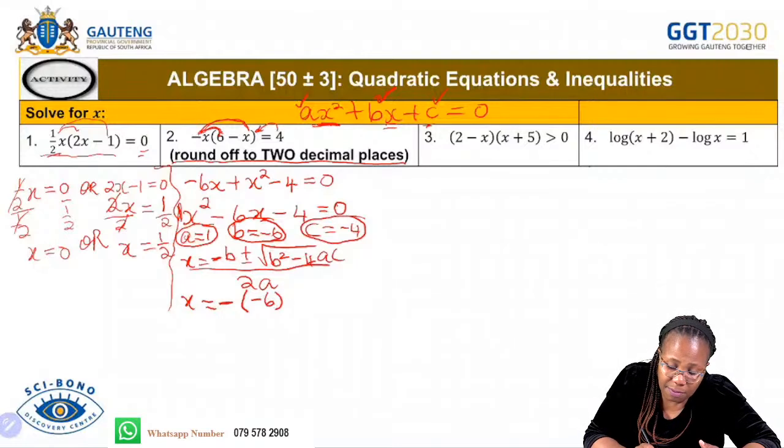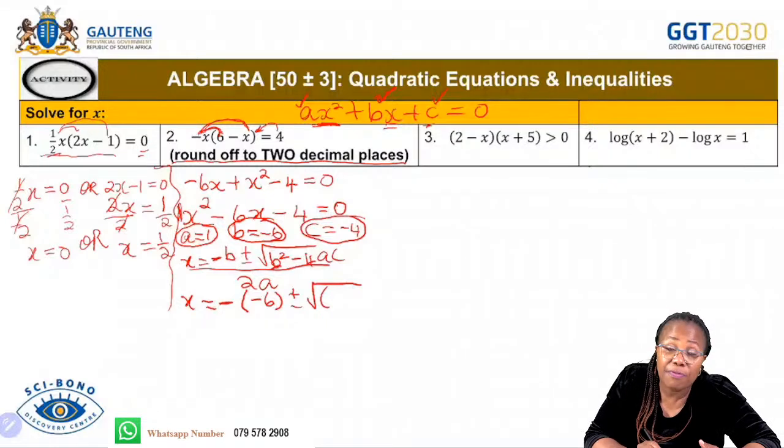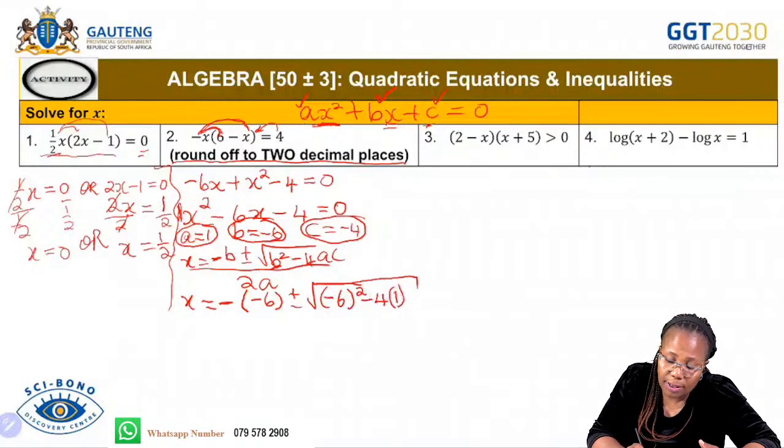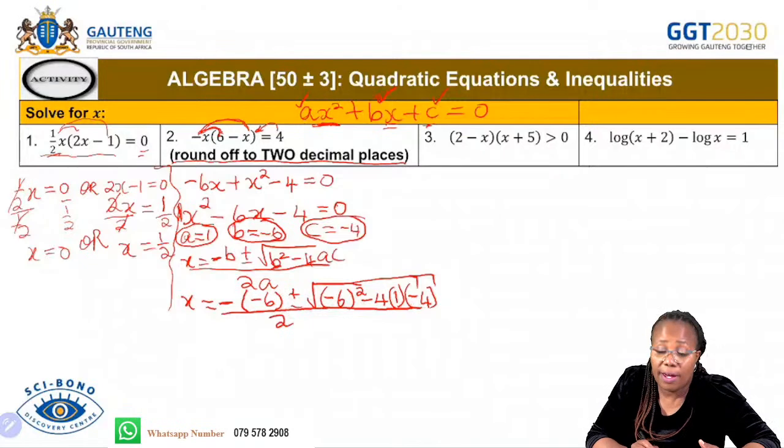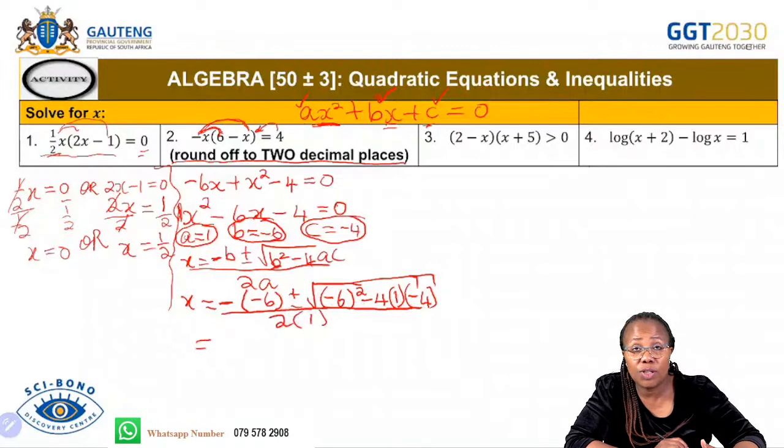And then now we are having plus minus. The square root of is the same b value. Then it will be minus 6. Please put in that negative. Squared minus 4. And then the a value is 1. And the c value is minus 4. Another mistake, some of you forget that negative for c there. Please ensure that you substituted correctly. And then all over 2, the a value, it is 1. Then we are now done with the substitution.